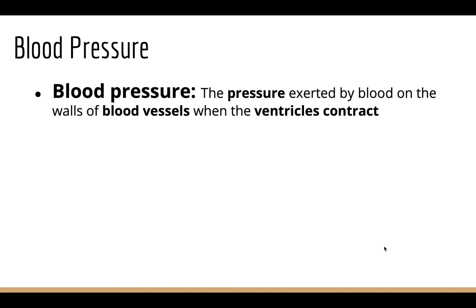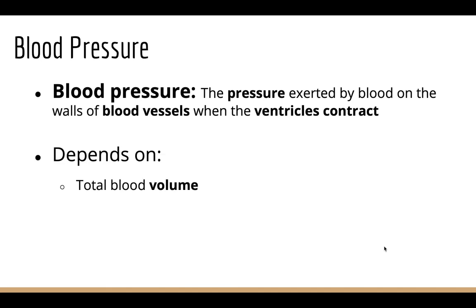A couple of things blood pressure will change depending on. One of the first things is just how much blood you've got, total blood volume. We can see a correlation between amount of blood and blood pressure in the sense that if you have more blood, for whatever reason, you have higher blood pressure. And then the opposite is also true. Less blood, you have less blood pressure.